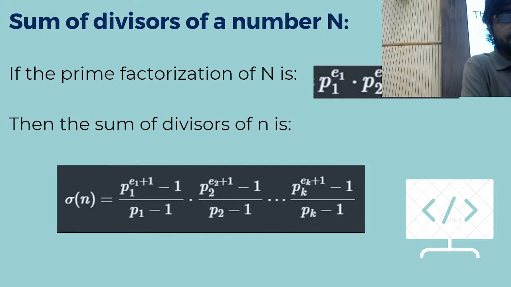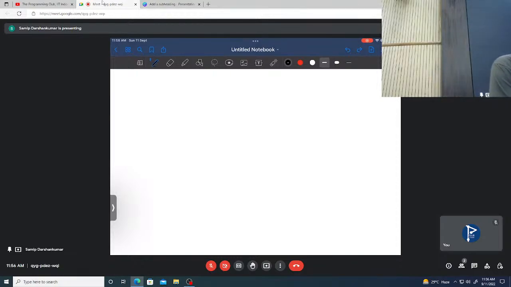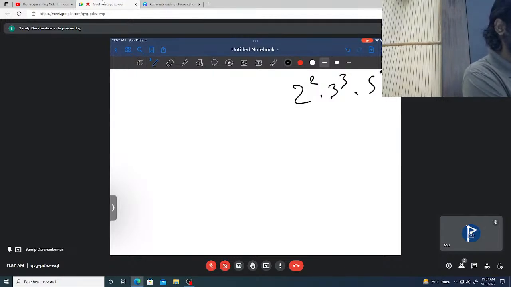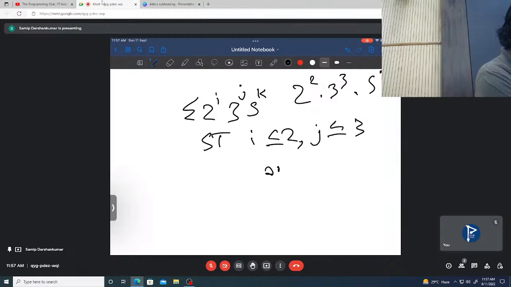Yeah, so let me demonstrate. Let's say I want to find the sum of factors of 2 square into 3 cube into 5 square. That would involve all factors, basically the summation of 2 power i, 3 power j, 5 power k, such that i is less than or equal to 2, j less than or equal to 3, and k less than or equal to 2. Right?